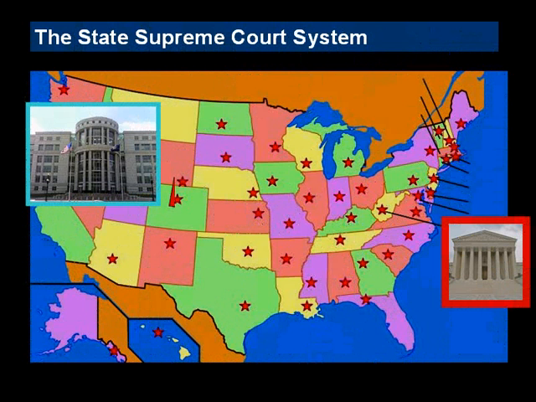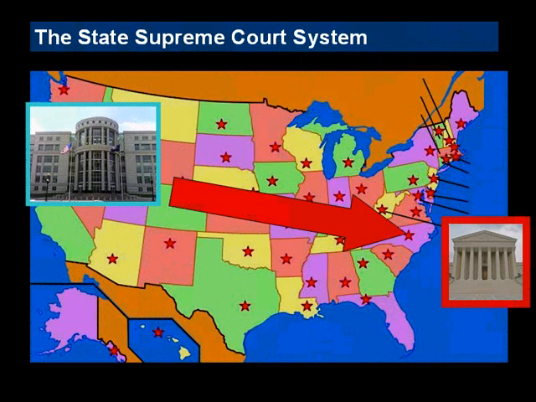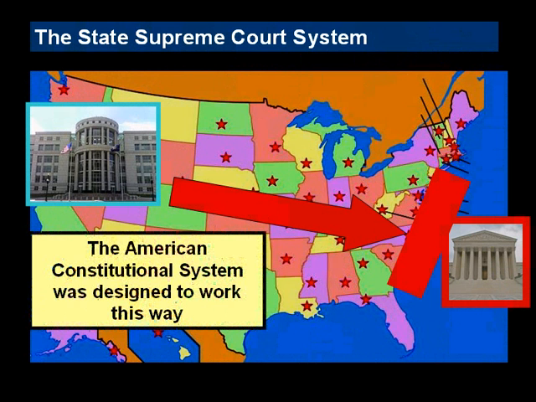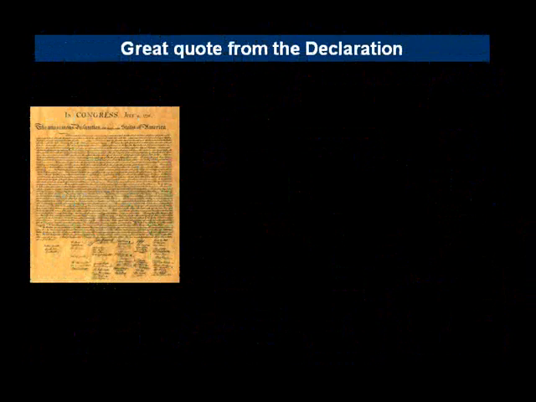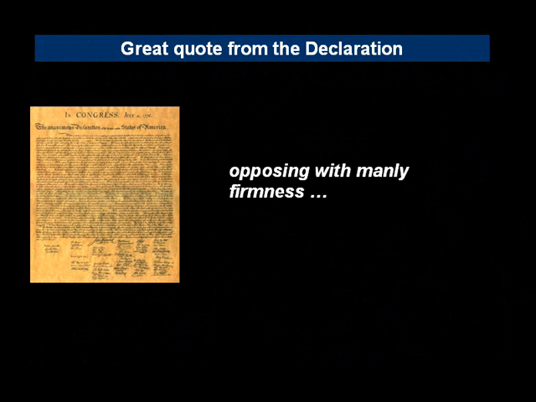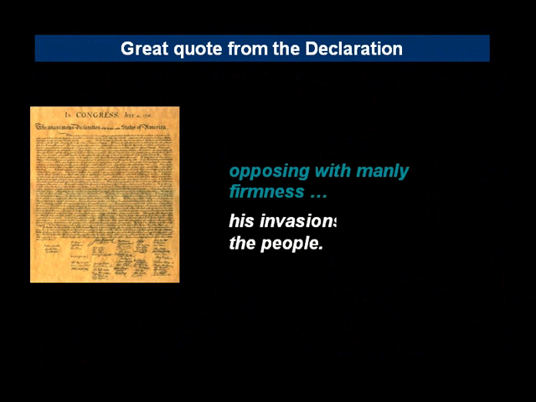Well, the Utah Supreme Court was pressing back against the overreach of the federal court system and the U.S. Supreme Court. Toward the end of that commentary, it was saying also that there were many other state courts that were also saying the same thing. This was the American constitutional system and how it was designed to work. And it harkens back to a great quote from the Declaration of Independence, buried in the list of grievances, where the Declaration says this, that legislatures and governors opposed with manly firmness the invasions on the rights of the people.